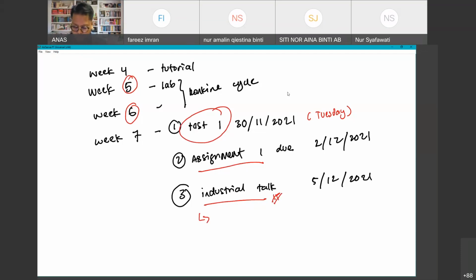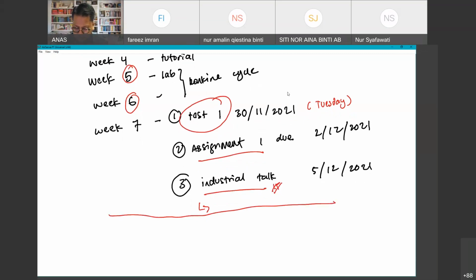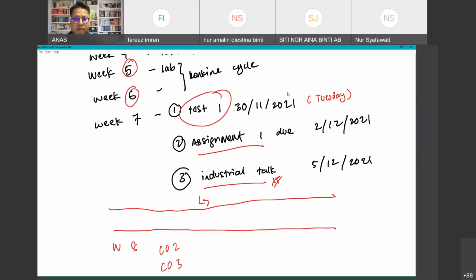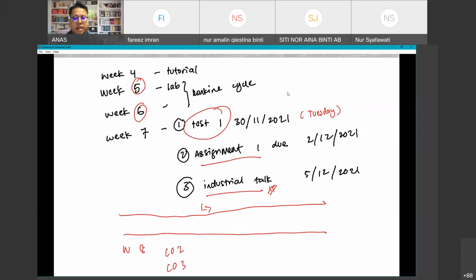Basically, after week 7, you'll be off for your midterm break, and then we will continue with week 8. Starting from week 8 onwards, Dr. Nama will take over, and we'll continue with CO2 and also CO3. I hope everyone is aware of this plan. If you got any questions, please let me know. Okay, if there are none, let's continue with today's lesson.